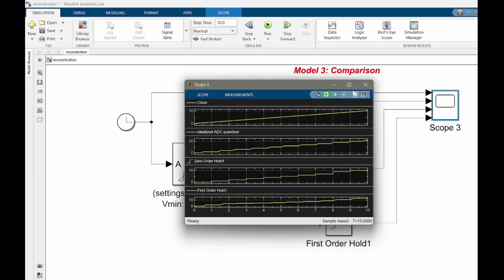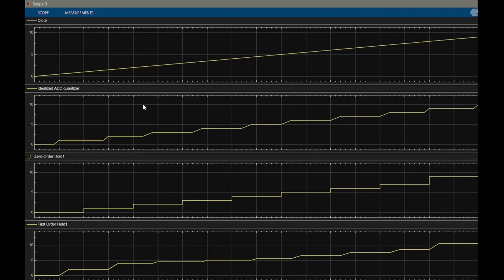Now you can see the waveforms. Firstly, graph 1 shows the original clock signal. Notice that it increases smoothly, and this is our analog signal. Graph 2, or the second graph, shows the ADC output. The smooth ramp has now become a staircase. This staircase represents digital values produced by the analog to digital converter.